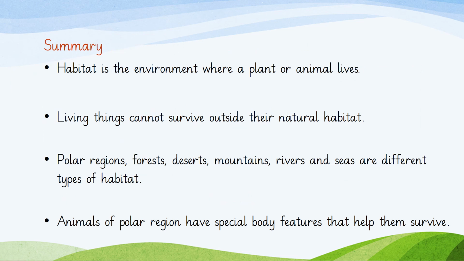We shall now summarize what we have studied so far in this lesson. Habitat is the environment where a plant or animal lives. Living things cannot survive outside their natural habitat. Polar regions, forests, deserts, mountains, rivers, and seas. These all are different types of habitat. Animals of polar region have special body features that help them survive in those extremely cold areas.